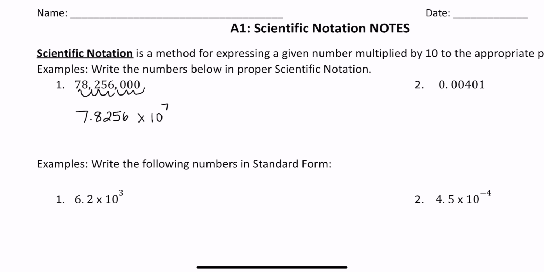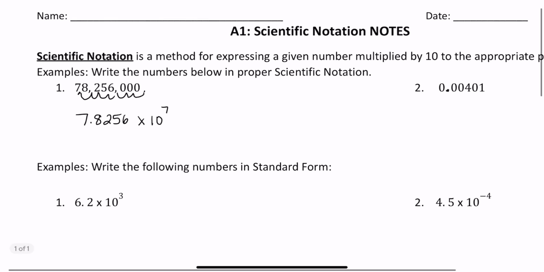If you have a small number like we do in example 2, which is 0.00401, you again want to take this small number and make it appear bigger by moving the decimal place. So again, the number is now between 1 and 10. So I'm going to find my decimal. In this case, the decimal point is right here. And I'm going to move it 1, 2, 3 places.